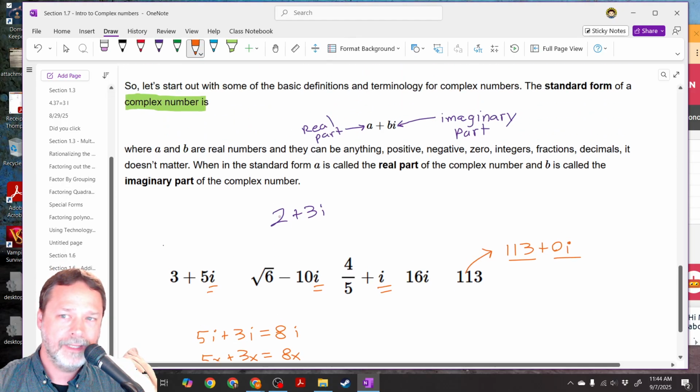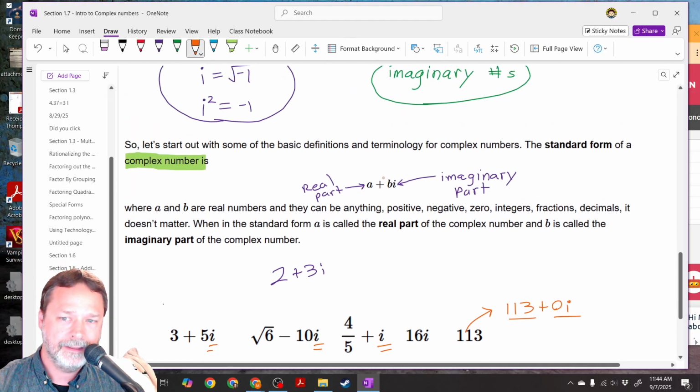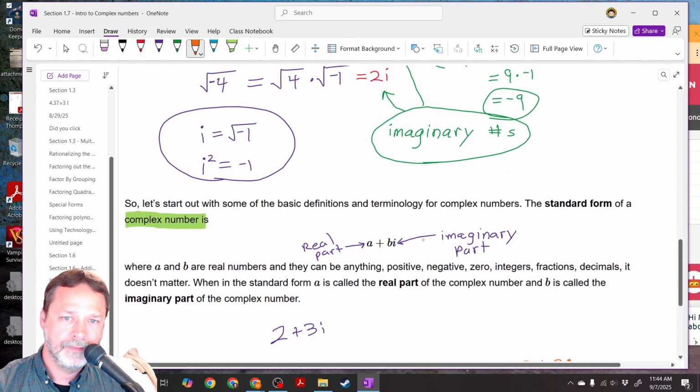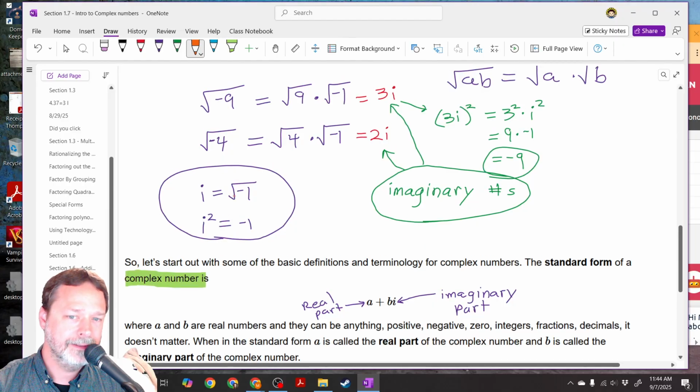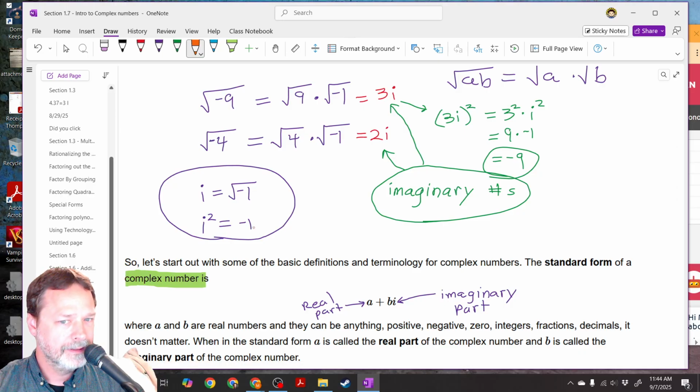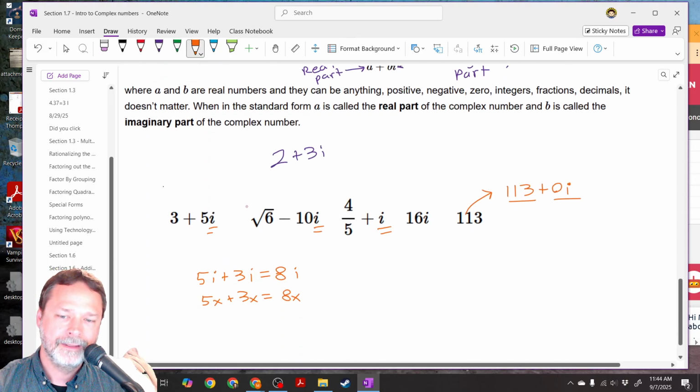The big takeaway is a plus bi is the form of a complex number. These are examples here. And i is the square root of -1. i squared is -1. That's the thing you got to remember. The most important thing is that i squared equals -1. That's why it actually goes that way. And then backwards, since i squared equals -1, the square root of -1 must be i. Okay? All right, so that's all I got.